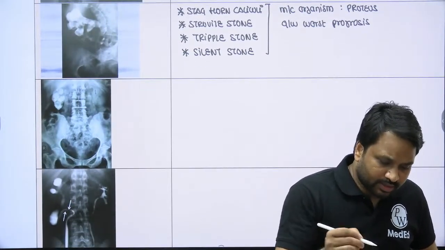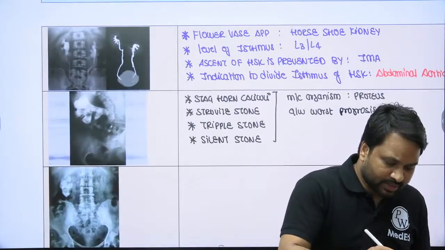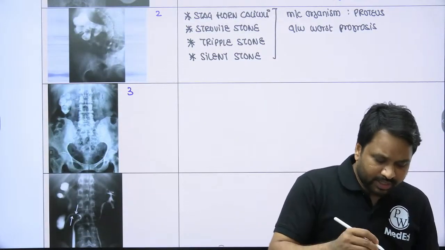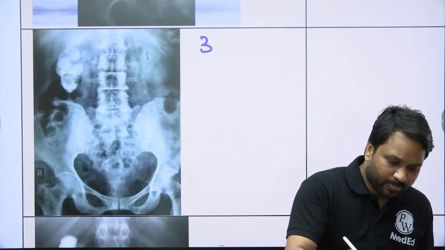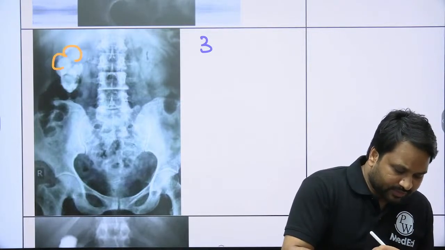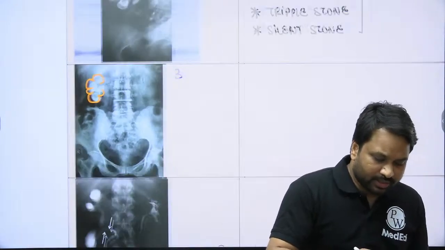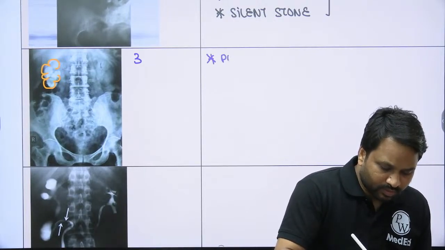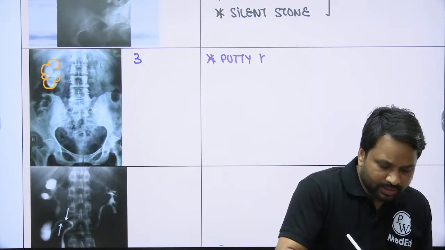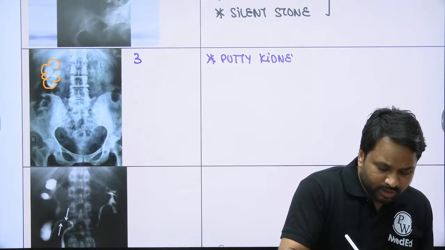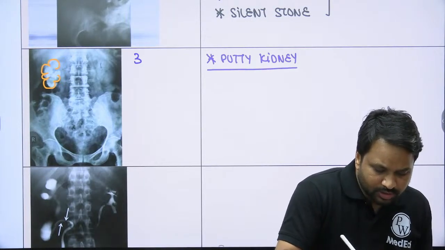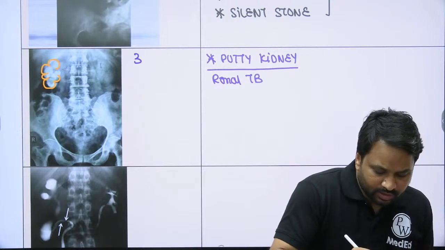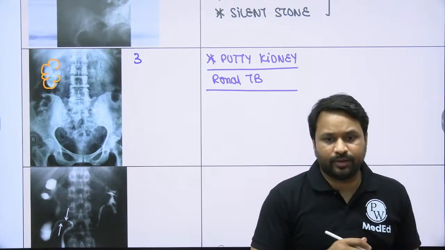Then you see image number 3. If this is image number 1, this happens to be image number 2. In image number 3, it is more mushed up. You can see the kidney is calcified, but it is all mushed up, and this is what we call the putty kidney. The putty kidney is seen in renal tuberculosis, right?